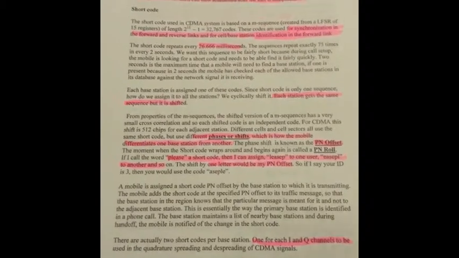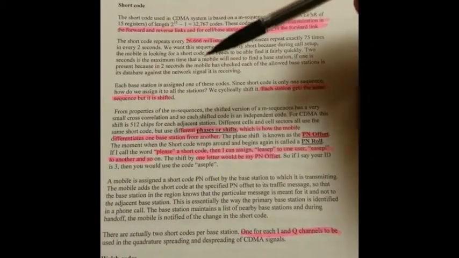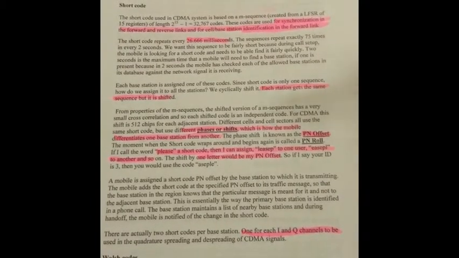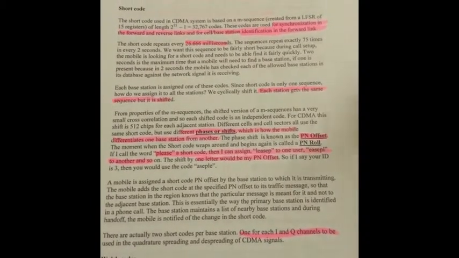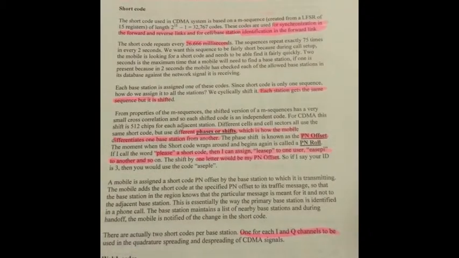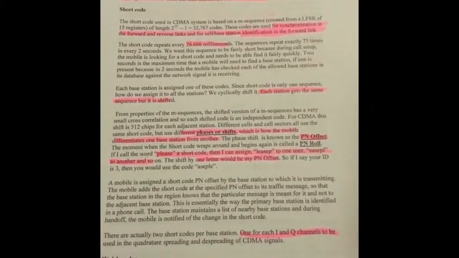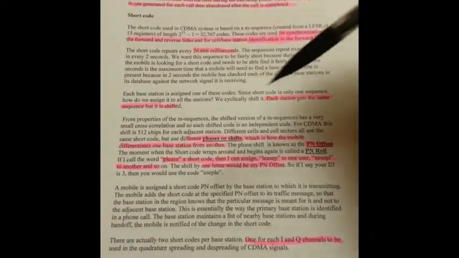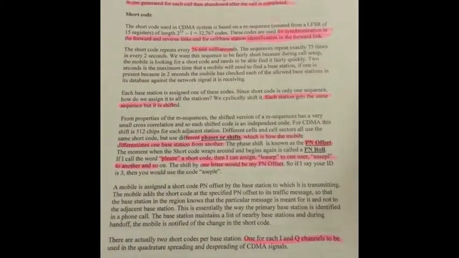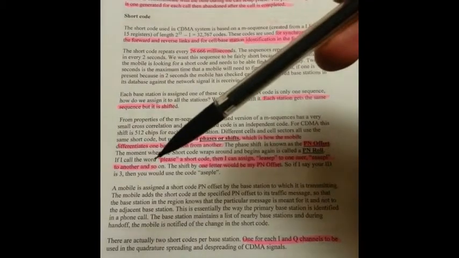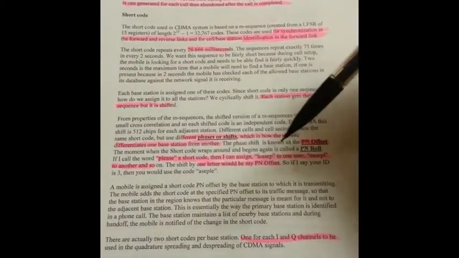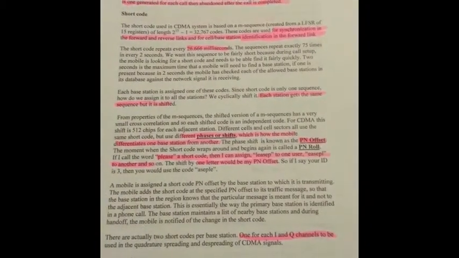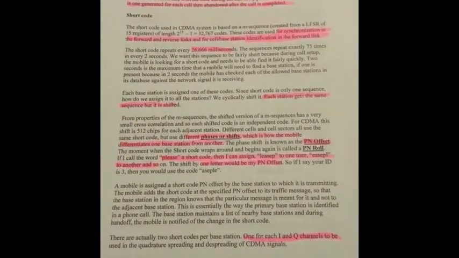So each base station is assigned one of these codes, but since short code is only one sequence, what they do is they shift the code by what they call a PN offset, kind of like a phase shift. For example, if they use the word please as a short code, they can shift the P around to the E, and you get this word, and then you can do it again to get this word, and so you can have the same code but shifted.